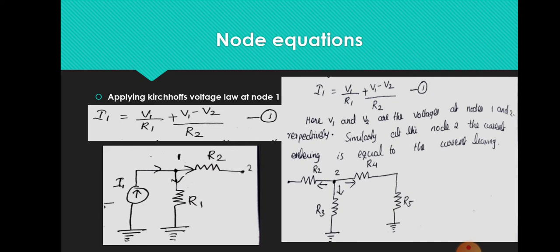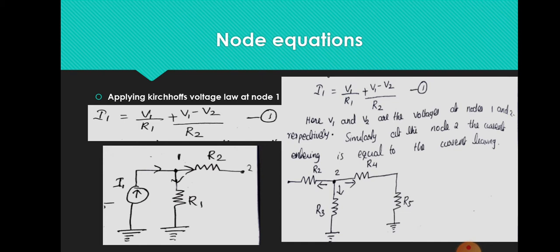The current coming to node 1 is I1, and the currents leaving the node are the current passing through R1 and the current passing through R2. So we can write the node equations. What is Kirchhoff's current law? The sum of the currents entering the node is equal to the sum of the currents leaving the node.